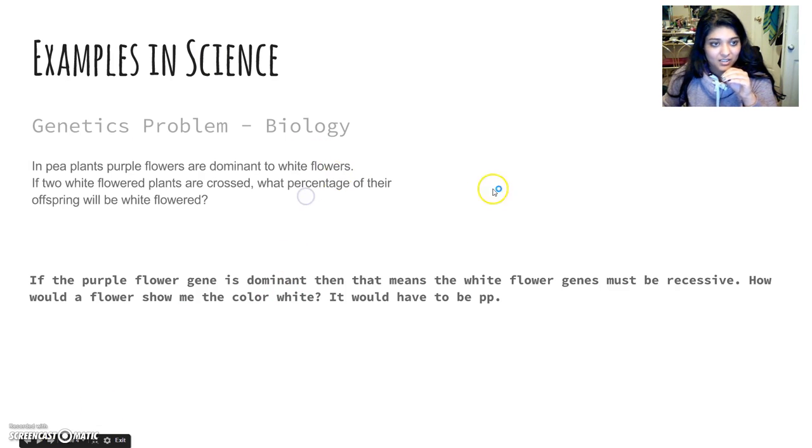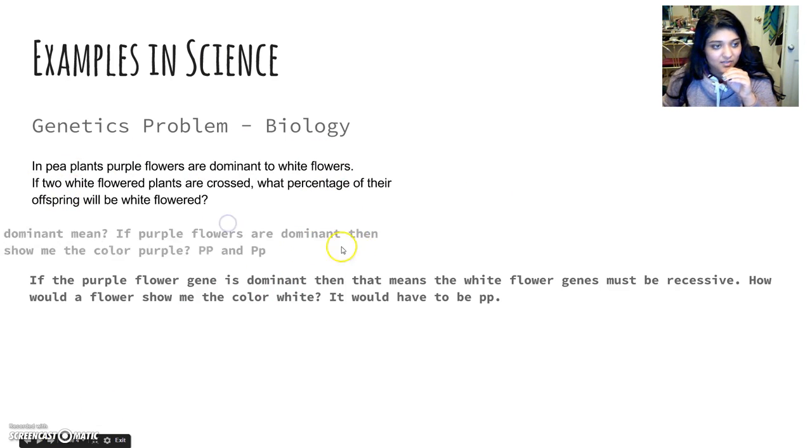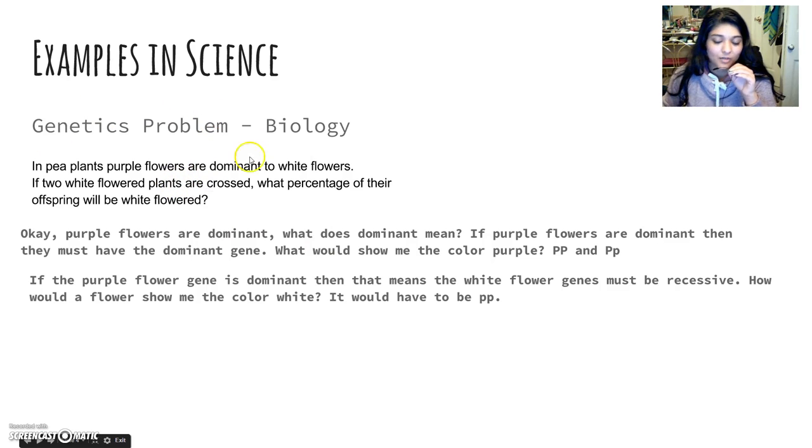Okay. So the example I'm going to use is a Punnett square problem, commonly found in junior to high school biology. So what I would do is narrate my thinking process for my students. So I'm going to narrate for you what I would narrate for my students. A little bit of inception here. So I'm going to tell my students, I'm going to go ahead and read this problem over once. In pea plants, purple flowers are dominant to white flowers. If two white-flowered plants are crossed, what percentage of their offspring will be white-flowered?